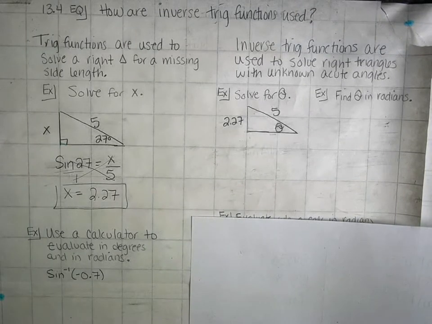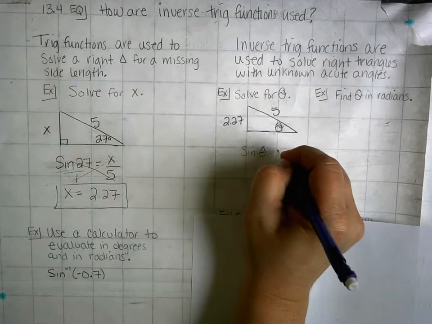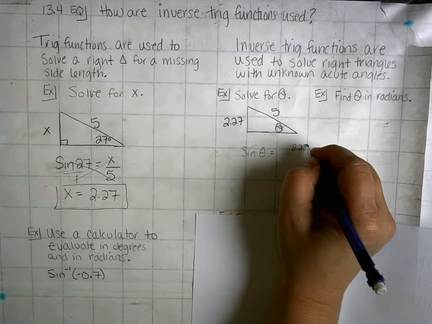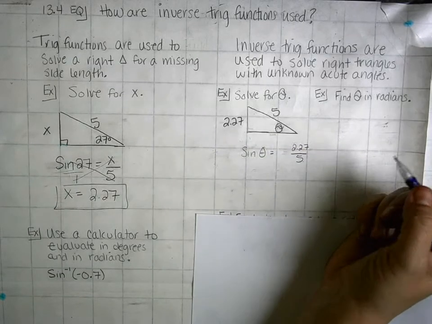Okay? Inverse trig functions are used to solve right triangles with unknown acute angles. So really, the inverse trig functions are used to find angles. So you can see we have the same triangle over here, except we're not given the angle and we were given two of the sides. So again, I'm going to use the sine of theta, and that's going to equal 2.27 divided by 5, opposite over hypotenuse.